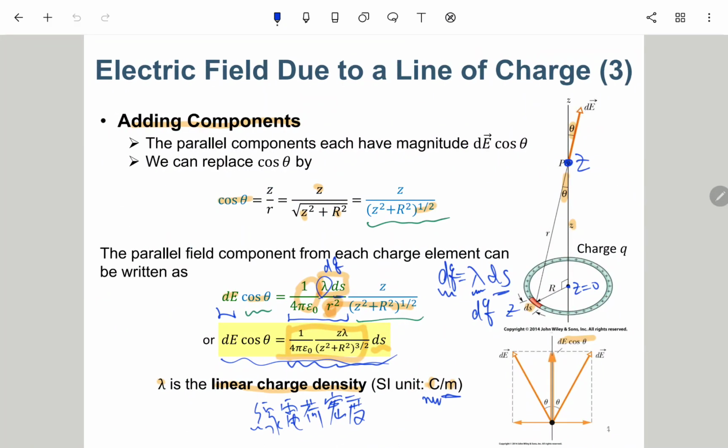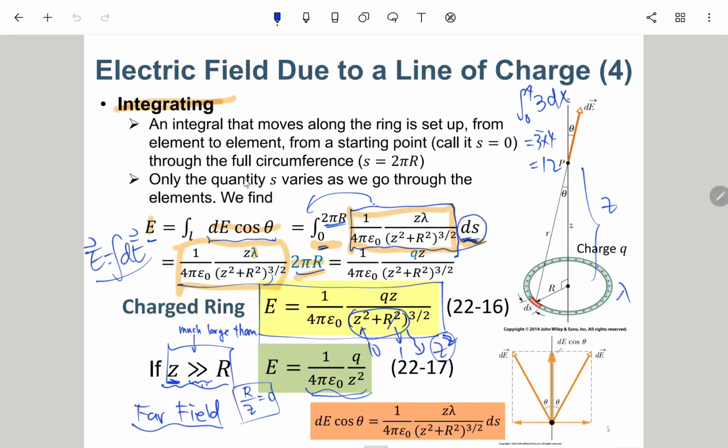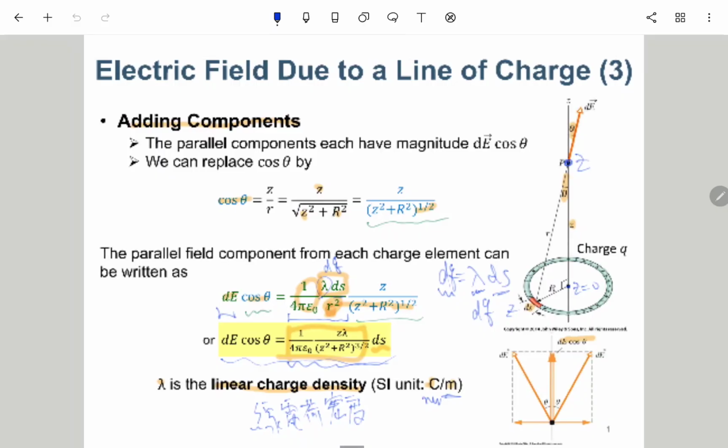Okay, so I assume it is dE. Here? Yes. Okay, so dE.